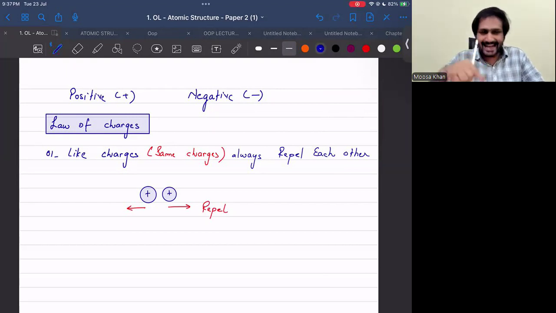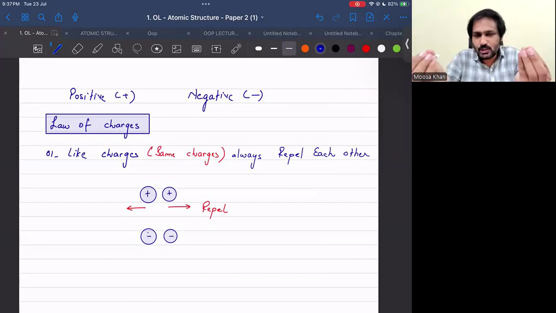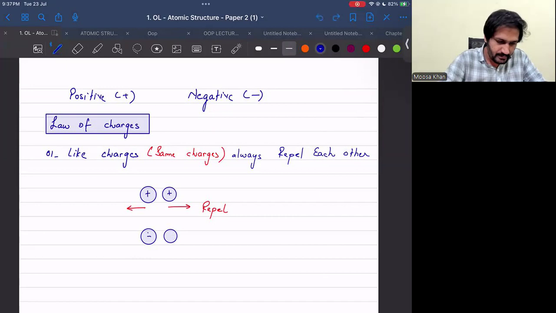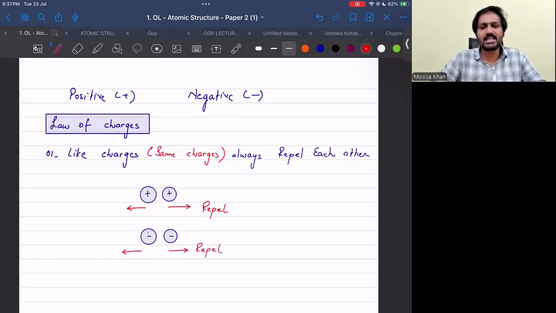And what should be another case of like charges? We have only two types of charges. Two positive charges are the like charges, and similarly, two negative charges are also the like charges or the same charges. If we place two negative charges together, they will repel each other, right? It means they will exert a force in opposite direction on each other.